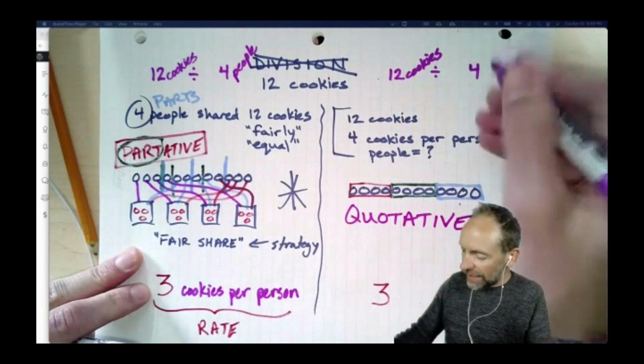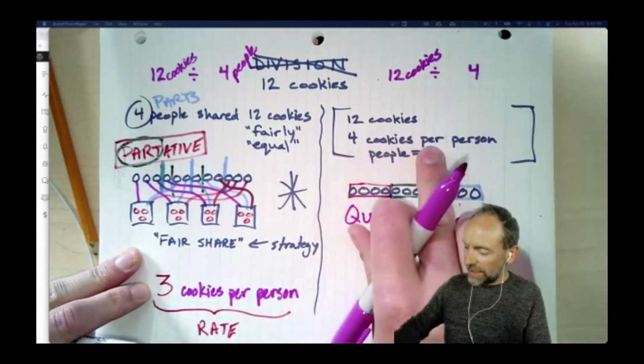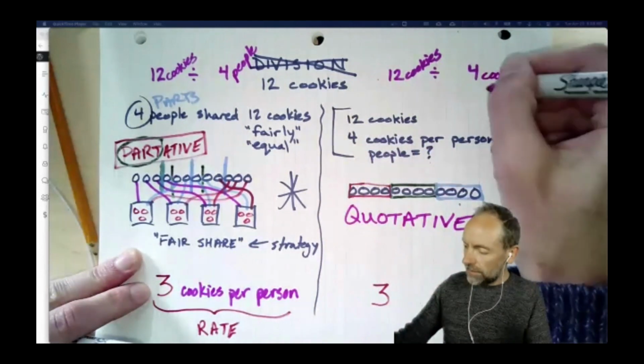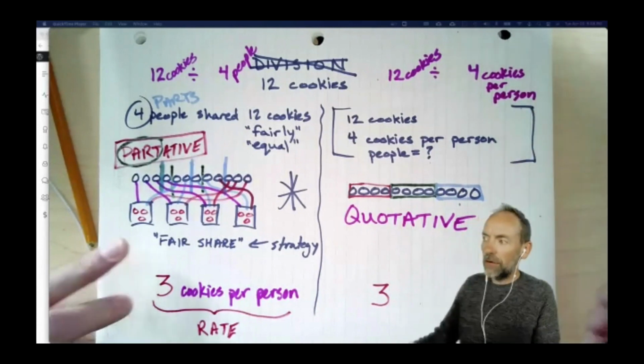But the unit for this number 4, you can see it right here. Look at this, cookies per person. That's the rate. So think about this for a second.